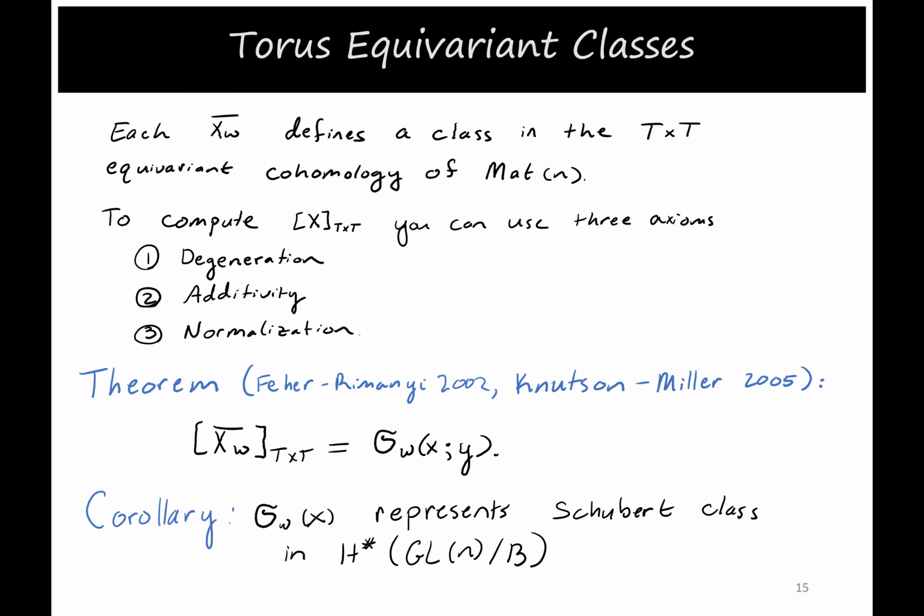So the theorem of Fink-Mészáros-St. Dizier and Knutson-Miller is that the torus equivariant class of the matrix Schubert variety is the double Schubert polynomial. As a consequence, using the natural maps that arise from studying various flavors of cohomology for various spaces, you get that the single Schubert polynomial represents the Schubert class in the Borel presentation of the cohomology ring of the complete flag variety. There were potentially lots of different choices you could make for coset representative, but this singles out the Schubert polynomial as a geometrically natural choice of representative.